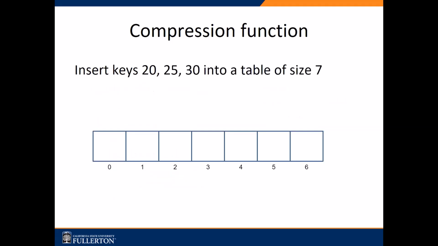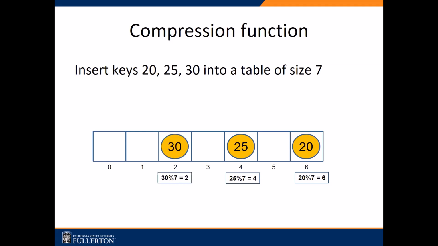Now that we know how to compress a number into an array index, let's see how we can insert data into a hash table. So let's say the size of my hash table is only 7, and let's say I want to insert these 3 keys into the hash table. We'll start with the first key, key 20. 20 should go into array index 6 because my compression function says get the remainder of dividing 20 by 7, and that is 6. The next key, 25, should go into index 4 because 25 mod 7 is 4. And similarly, the third key, 30, should go into array index 2 because 30 mod 7 is 2.